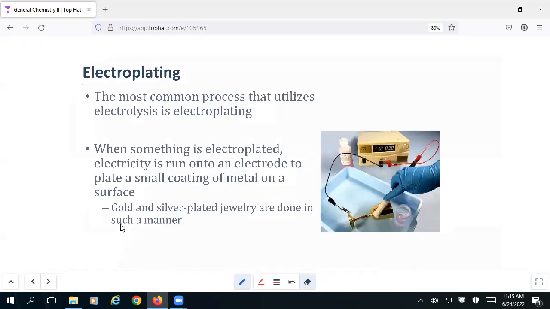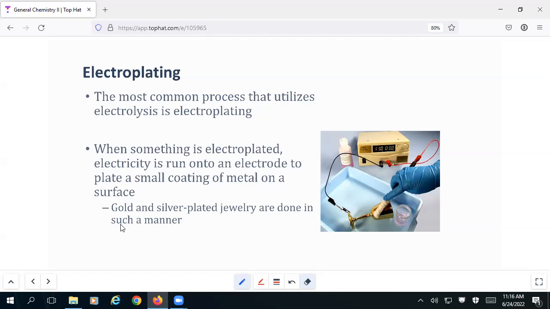And one of the reasons you might do something like that is to do this process called electroplating. Electroplating is probably the most common process we have for doing electrolysis, because what we are doing is basically running electricity through a series of wires to force the reaction to go the wrong way. And the result of that reaction going the wrong way is the depositing of metal onto the surfaces of other things, usually other metals.